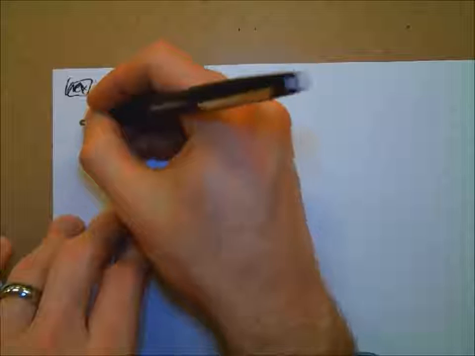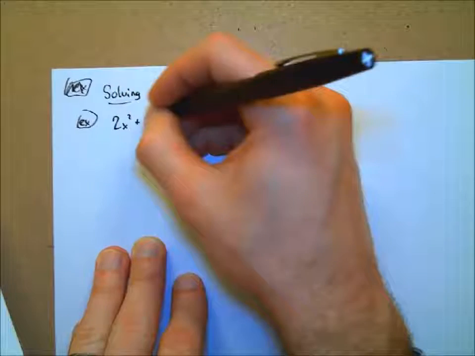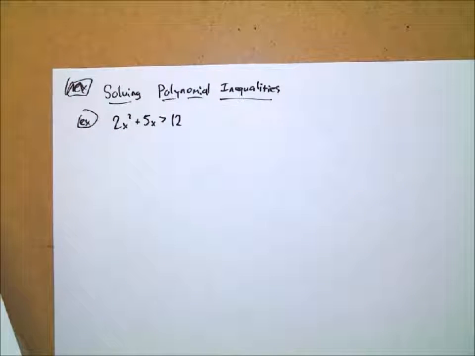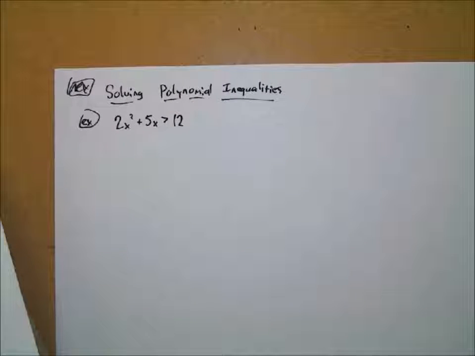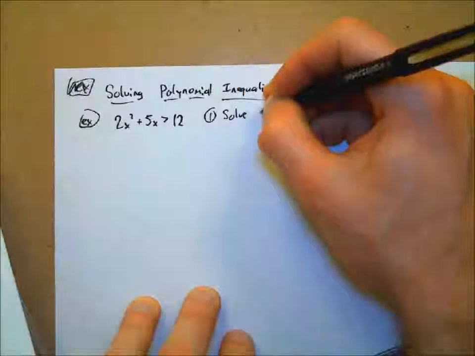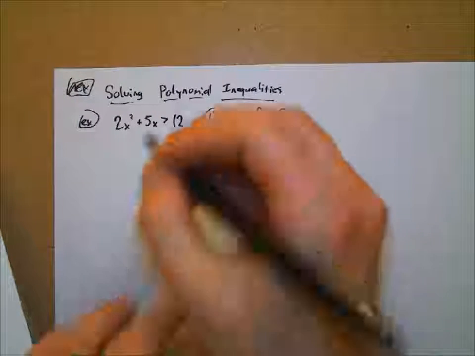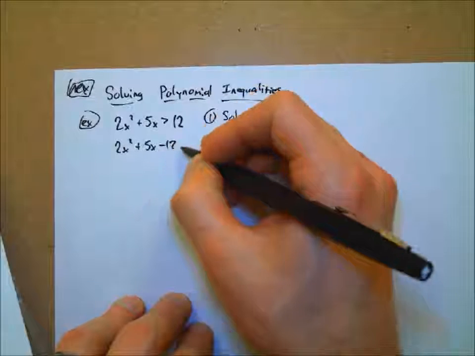Example. Okay, so 2x squared plus 5x is greater than 12. Just like we saw with the polynomial equation, we're going to use the zero product property again here. So the first thing we want to do is solve for 0. That means we'll subtract the 12 over. We'll get 2x squared plus 5x minus 12 is greater than 0.